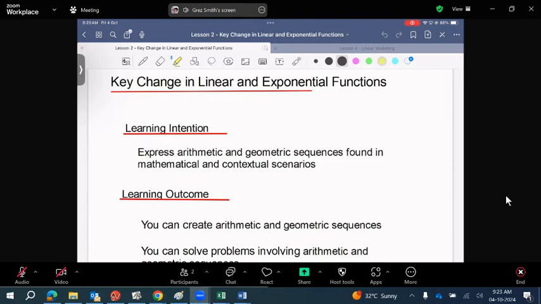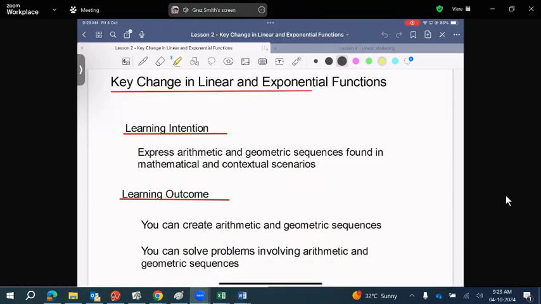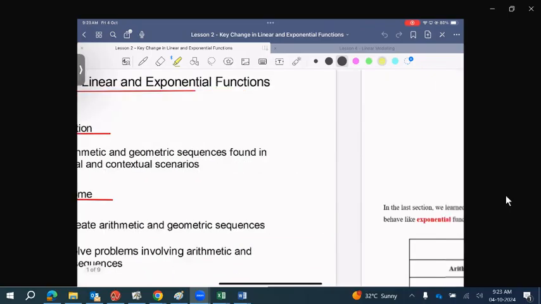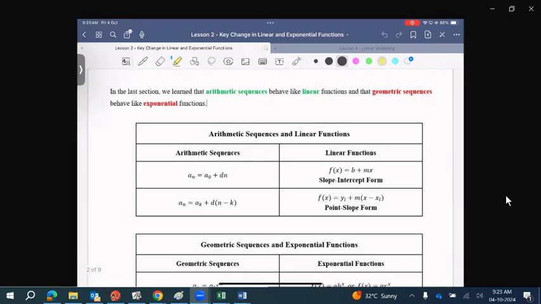So we are looking today at change in linear functions. One of the things we're looking at is comparing linear and exponential functions to arithmetic and geometric sequences. If you remember from the last class, we learned that an arithmetic sequence behaves and looks like a linear function. Geometric sequences behave and look like an exponential function. And here's a couple of key formulas for you to work with on this one.